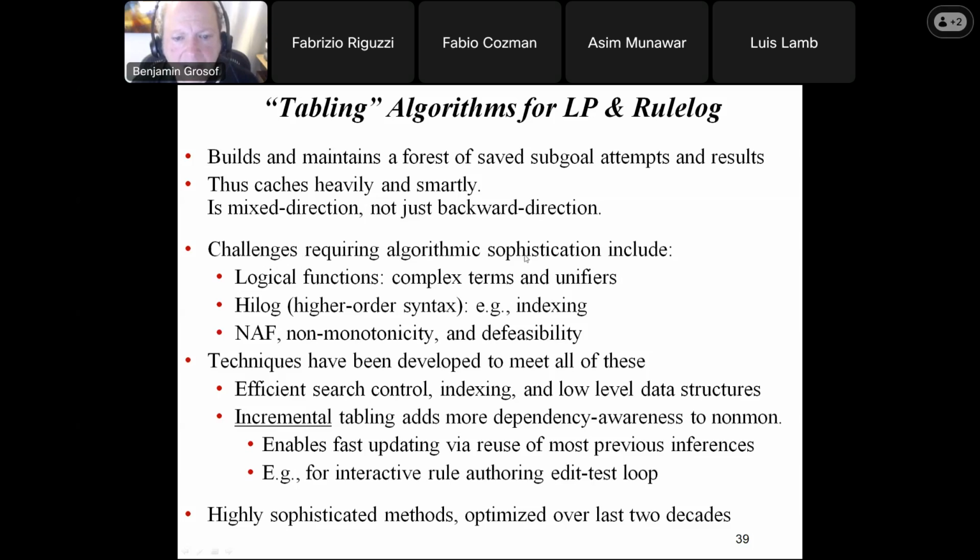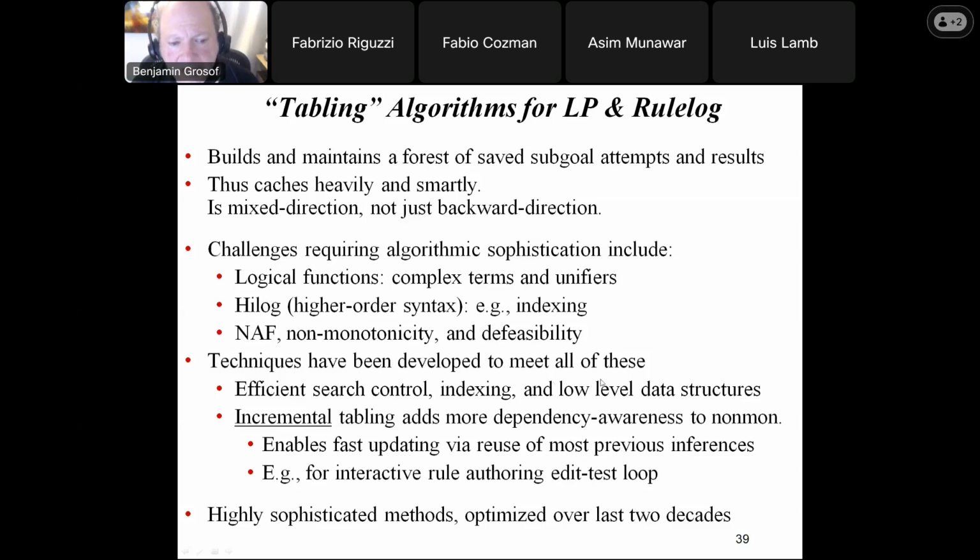Now, challenges requiring algorithmic sophistication include reasoning in the presence of logical functions, where terms can be complex and you have unifiers among terms and variables that can be complex. When you're doing higher order syntax, so-called higher order for short, the indexing requires modification to be efficient. And there's the presence of non-monotonicity, in particular default negation, and also more general forms of defeasibility.